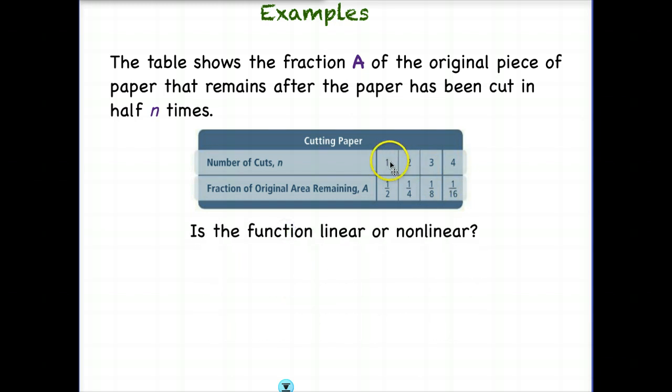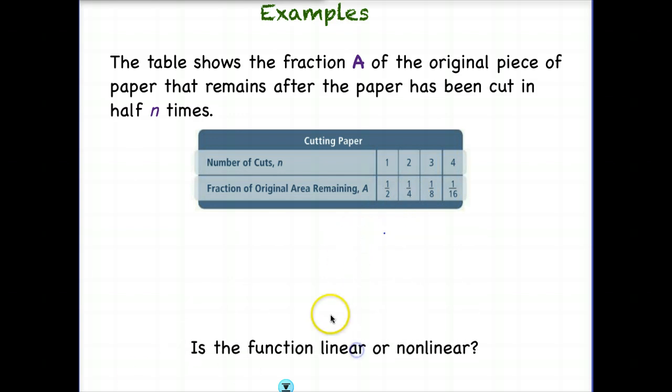Well, if we look at this top value, this would be our independent variable, or x, and as they call it in this problem, n. We increase by a constant amount every time, by 1. So not a problem there. Let's look down here. We are decreasing by a certain amount each time. Let's figure out what that is.